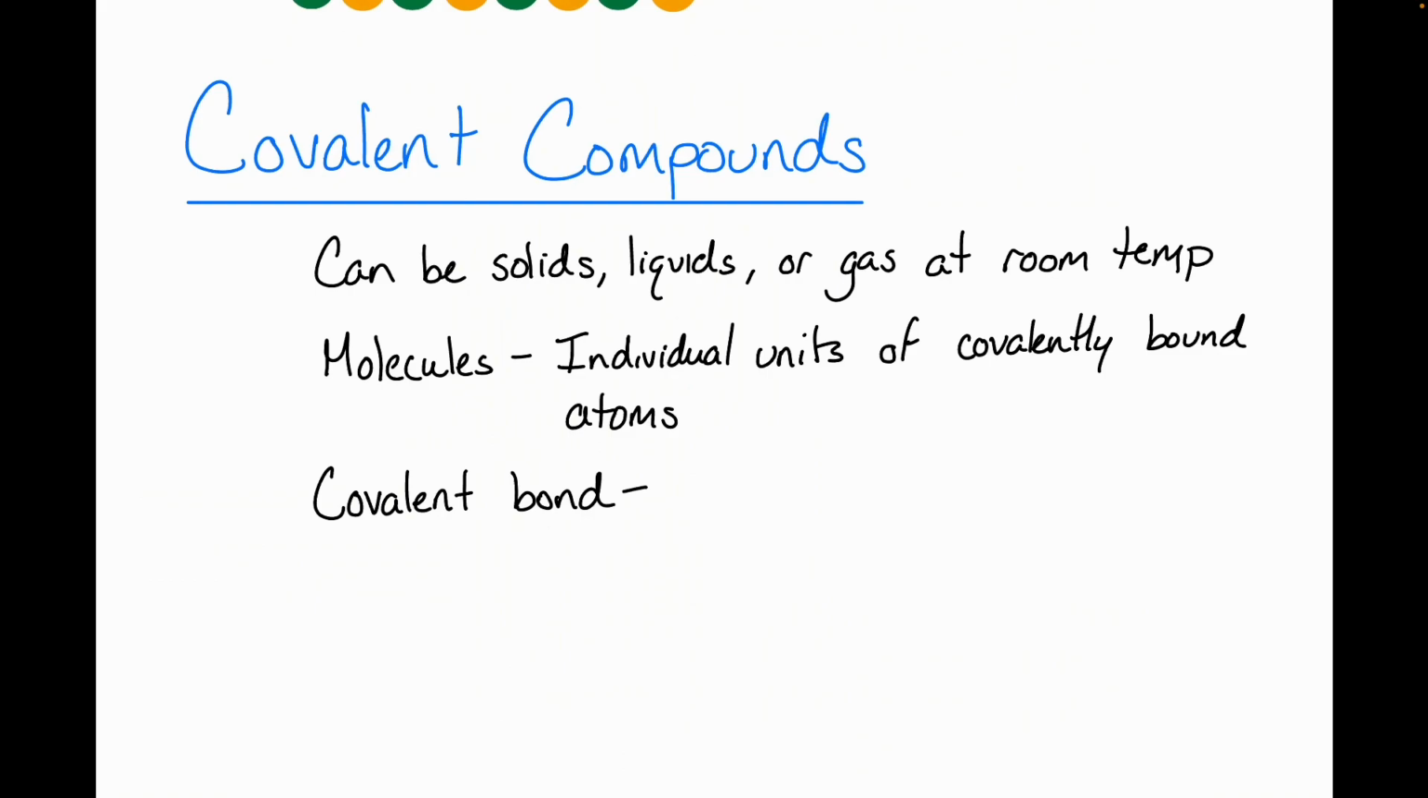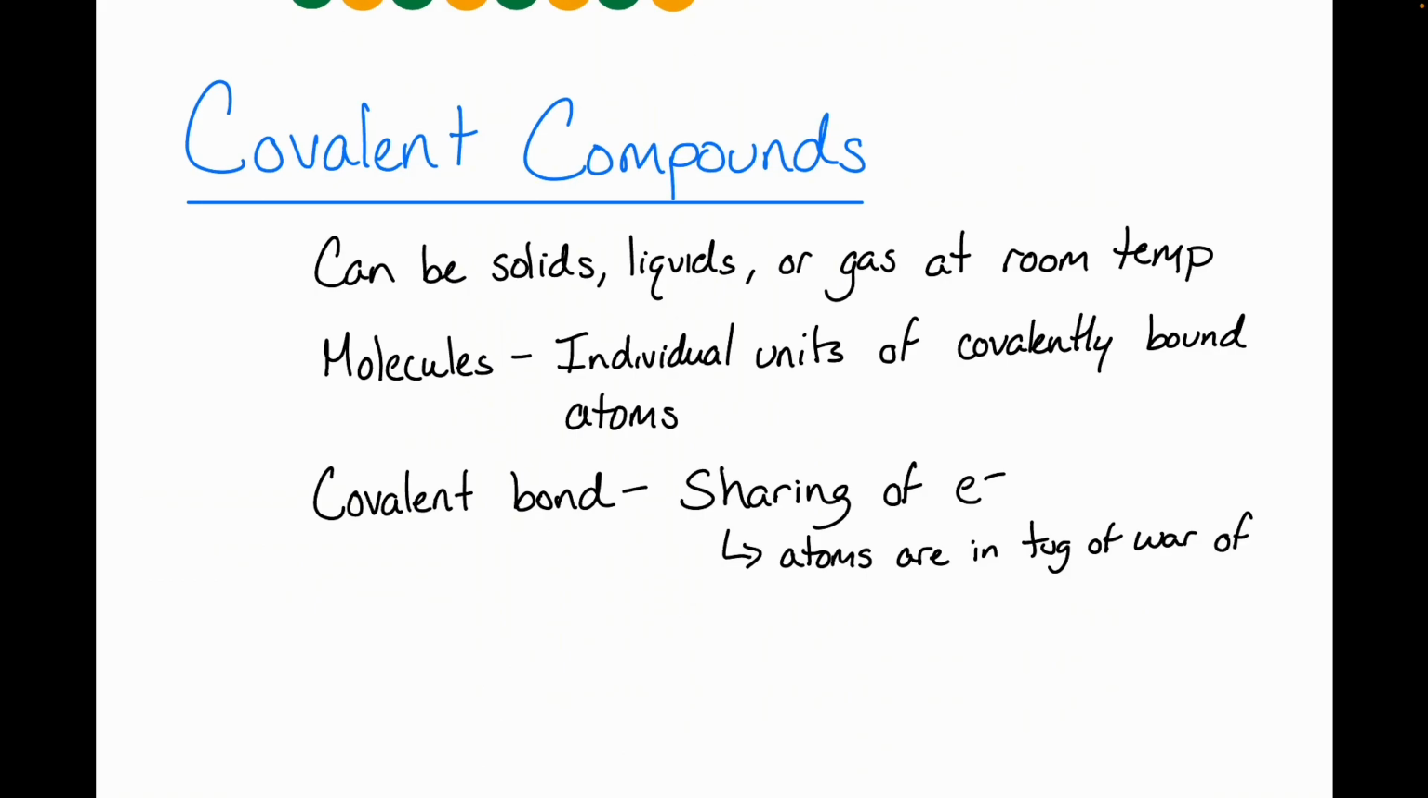So we're going to simplify things, and how we're going to think about covalent bonds. There's this one key word I want you to have in your mind when you think about covalent bonds, and that is the sharing of electrons. These two atoms are bound together because they're both sharing this pair of electrons. Another way to think about it is that these atoms are in a tug of war over these electrons.